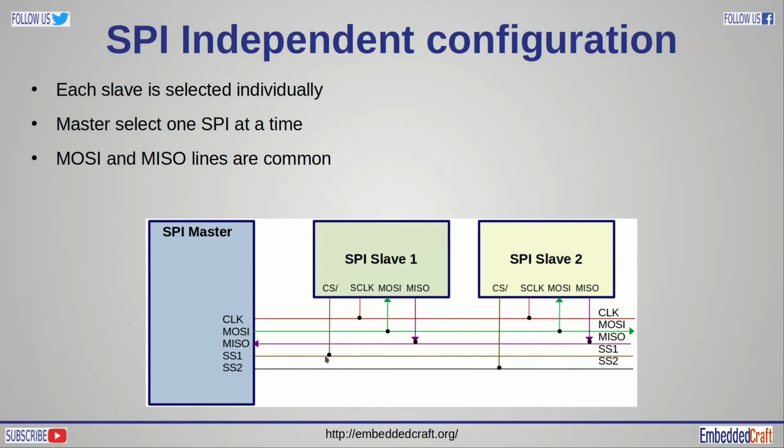Let us focus on the independent configuration. You see the chip select line of each SPI device is wired independently, and the data lines are common to all SPI devices. We will be able to use multiple devices on the same SPI interface. You can connect multiple sensors to the same SPI interface.